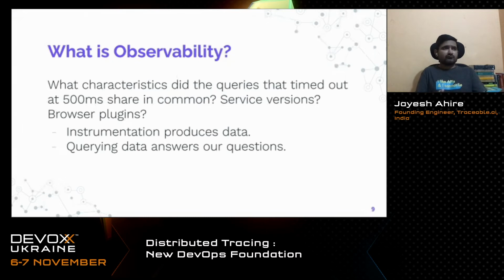And why we need it. Consider your process of placing an order on Amazon failed due to some query timeout. So what characteristic did the queries that timed out at 500 milliseconds share in common? Maybe browser plugins or service versions, something like that. So here, instrumentation provides us the data, and querying the data answers some of the questions. So telemetry, a collection of data from instrumentation, is a very important part when it comes to observability as it aids observability in a way.